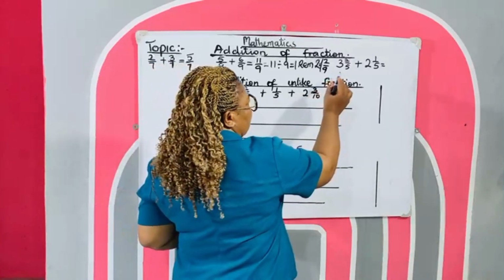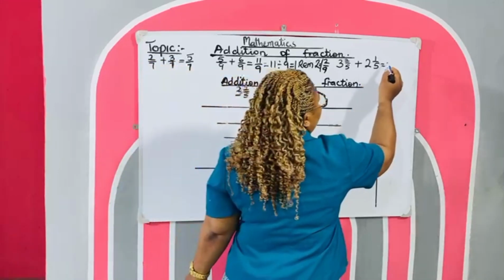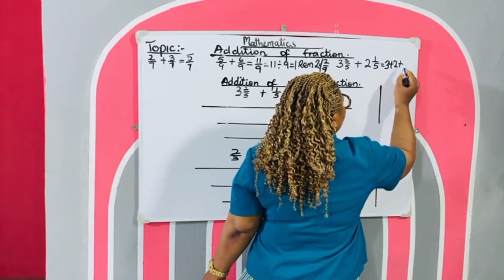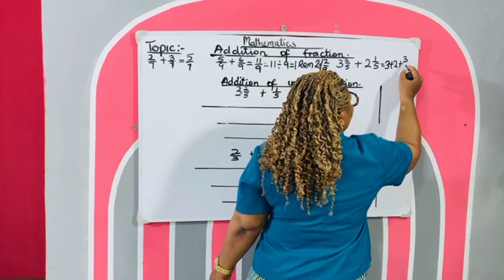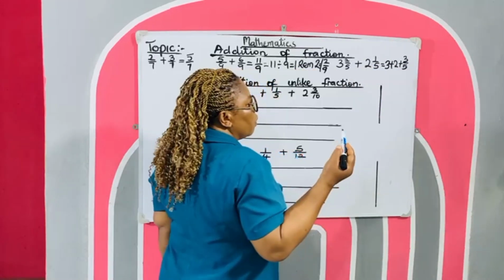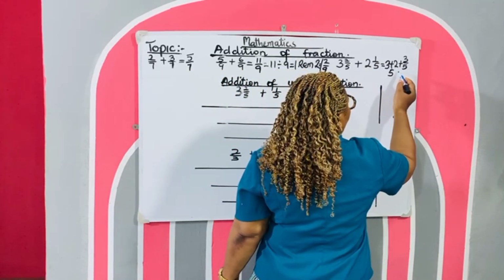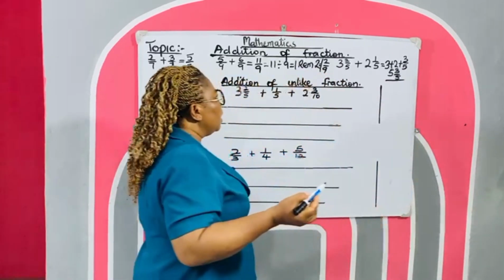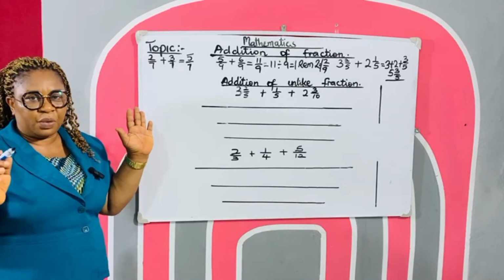Look at this one that is carrying whole numbers. It is also simple. You just add up the whole numbers: 3 plus 2 is 5. Then the fractions: 2 plus 1 will give you 3, and the denominator 5 stays. So we have 5 whole number 3 over 5. That's the answer. You see, when we are adding like fractions, it's very simple.